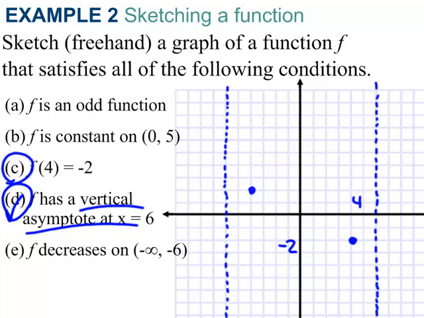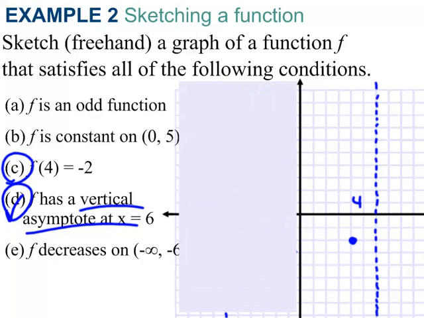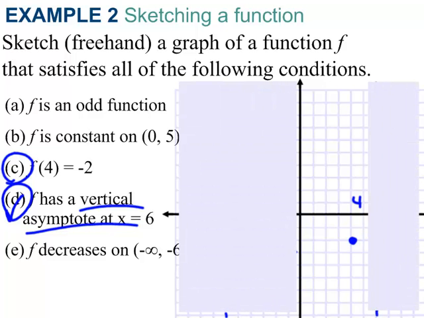Let's see, what should we do next? Let's do that clue B. F is constant on 0 to 5. Again, reminding ourselves that that is an interval. Let's really focus on the window between 0 and 5. And I need the graph to be constant there. There are literally infinitely many ways I could draw a constant graph there. I could do something like this, but there's a couple problems there. Let's tackle what perhaps is the most obvious problem here, is that I now have something that is not a function. It doesn't pass the vertical line test.